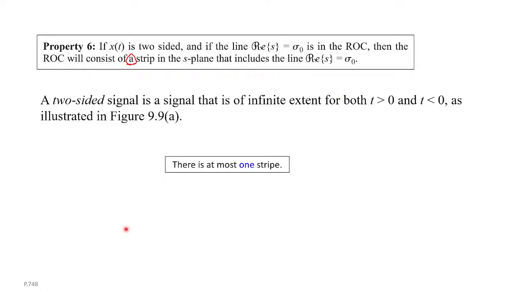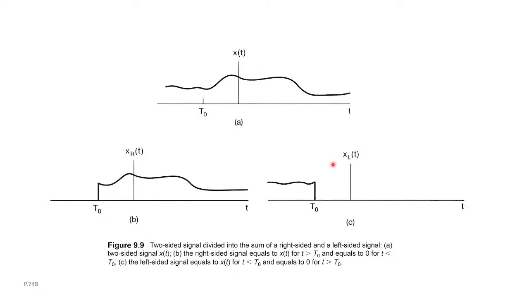Property 6 says that if none of those satisfy, so your signal is just a general signal that extends both ways, then the ROC is, this is a little tricky, but generally your ROC is going to be one strip, or if your signal is really bad, then there is no strip. There is at most one strip, it's either 1 or 0.